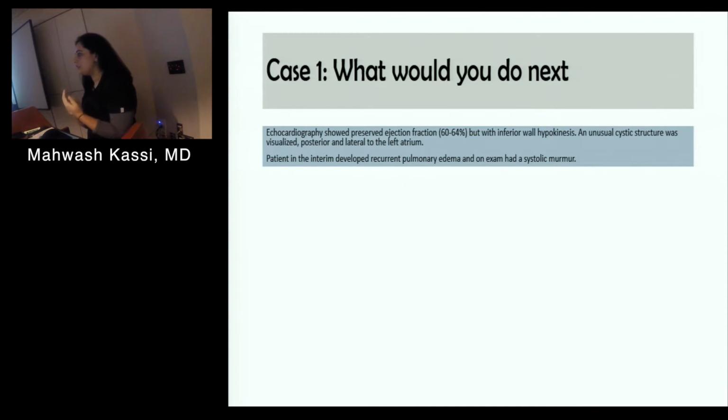Now, you have two questions to answer. One is, how bad is the mitral regurgitation? The second is, what is this unusual cystic structure that you're seeing? CMR, okay, so functional. Do you have any take on the cystic structure, since you're the most advanced?